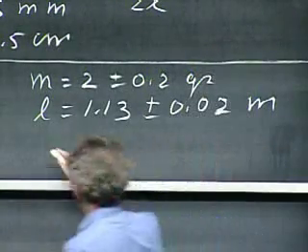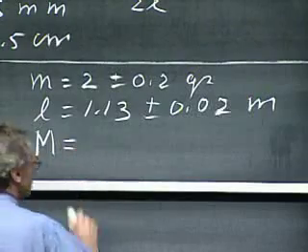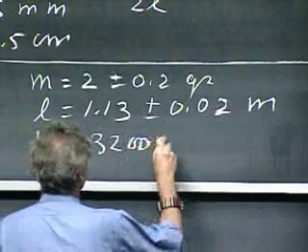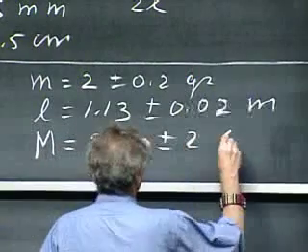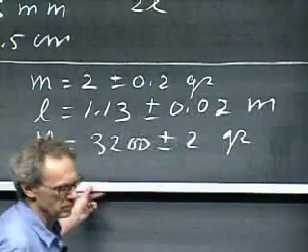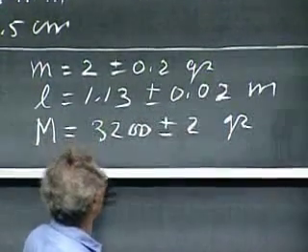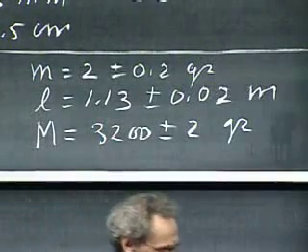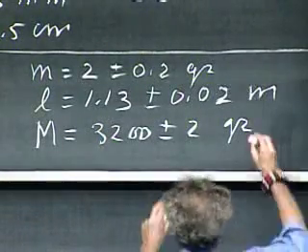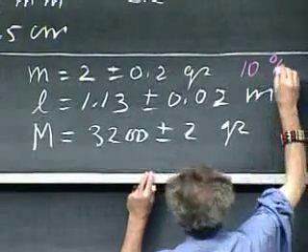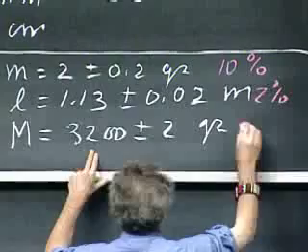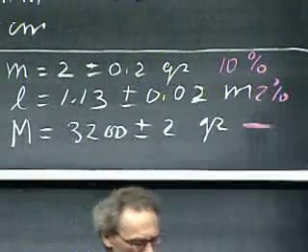And the mass of that block, which is huge, I believe is 3,200 grams, 3.2 kilograms, with an uncertainty of about 2 grams. So we have a 10% uncertainty in the mass of the bullet. We have a 2% uncertainty in the length. And we have a negligible uncertainty in the mass of the block.